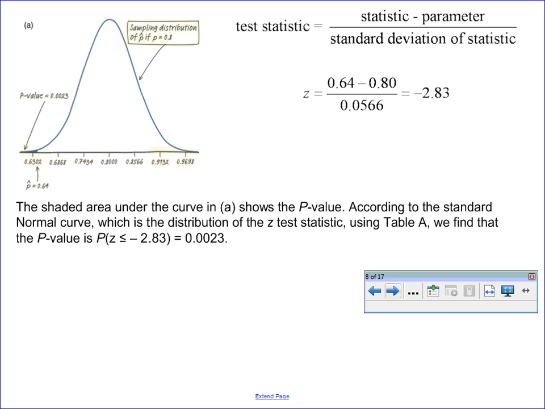And so when we do that, we get a z-value of negative 2.383. You can go into table A in your book, and you can ask, okay, what is the probability that z is less than or equal to negative 2.383? And you get 0.023, which is the exact same number I got by doing it on my calculator. So which way is correct? Whichever one you want.